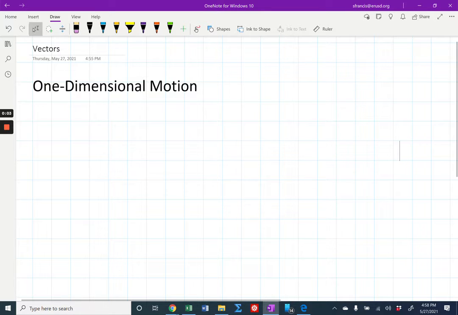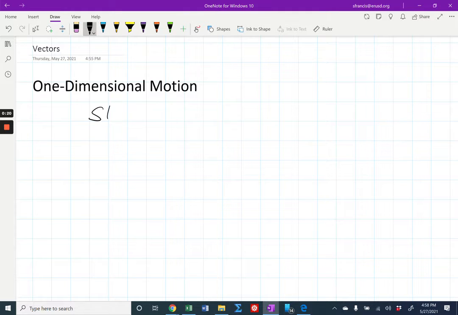Greetings, everyone. We're going to get into vectors, but we have to recall some one-dimensional motion properties, things that we've learned before and used quite a bit and should know pretty well, because that lays a foundation for everything that we're going to do in more than one dimension, which is when we're going to be using vectors. So let's recall some stuff.